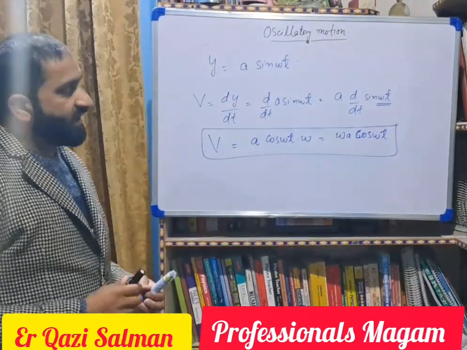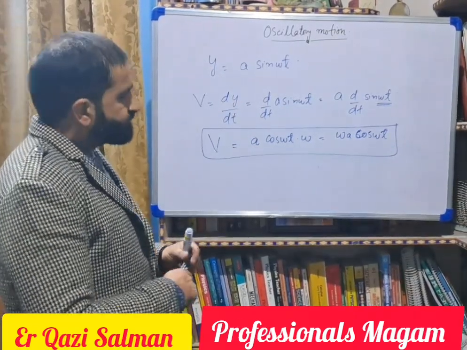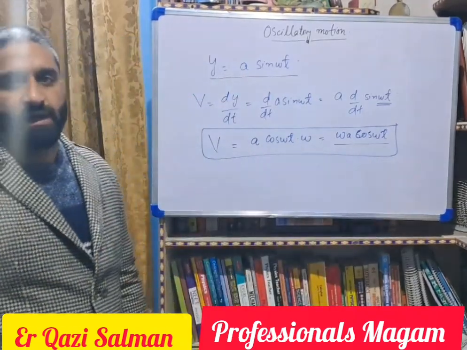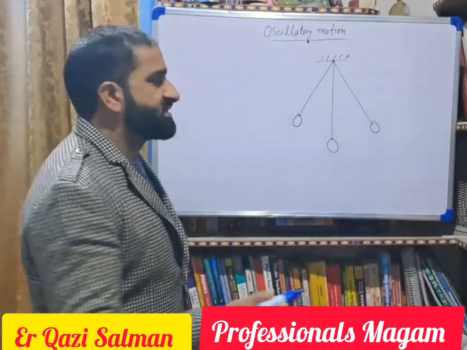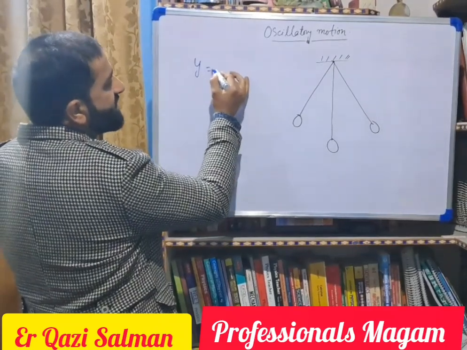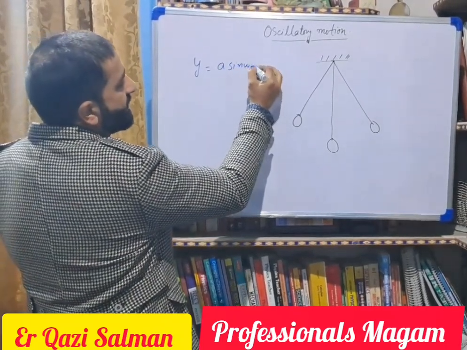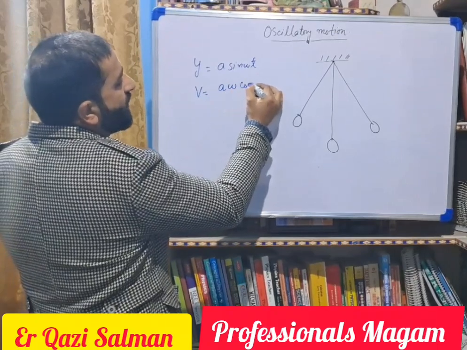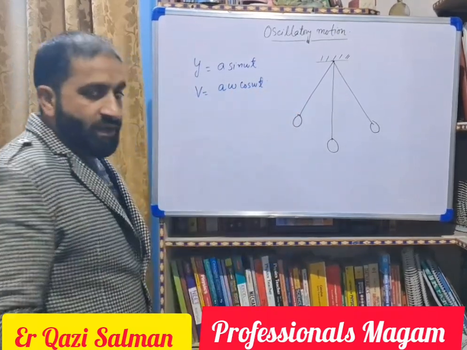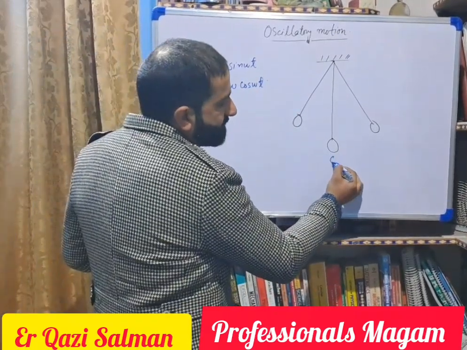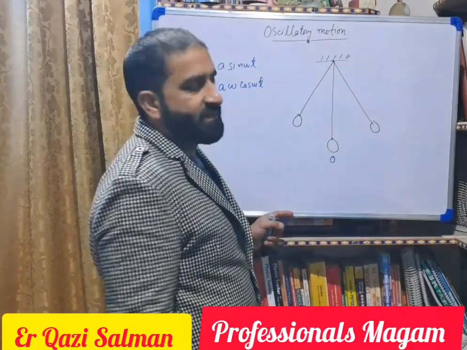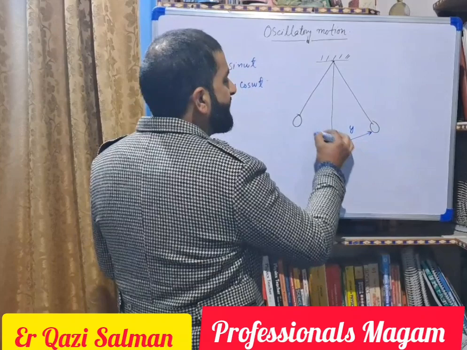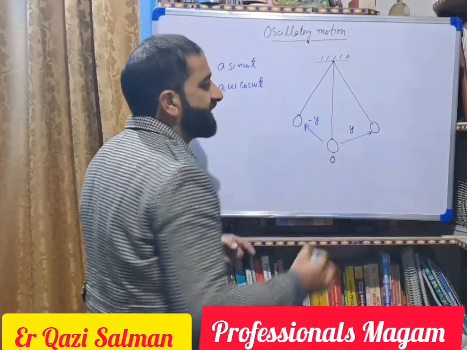Its physical significance is that when y is equal to a sine omega t, velocity is equal to a omega cos of omega t. Talking about the physical significance of y is equal to a sine of omega t, and as already derived, v is equal to a omega cos of omega t. We know that here it is the mean position, so the displacement is 0. Here it is the extreme position, so the displacement is y. Here also displacement is equal to minus y.